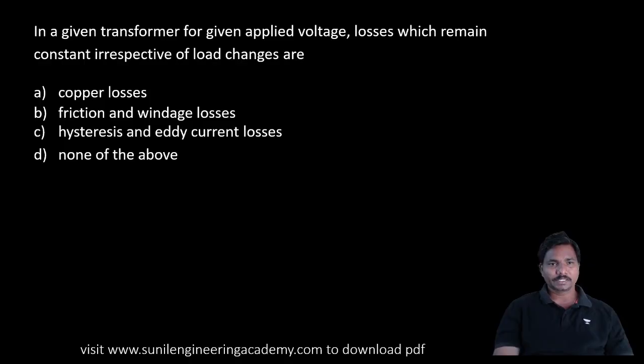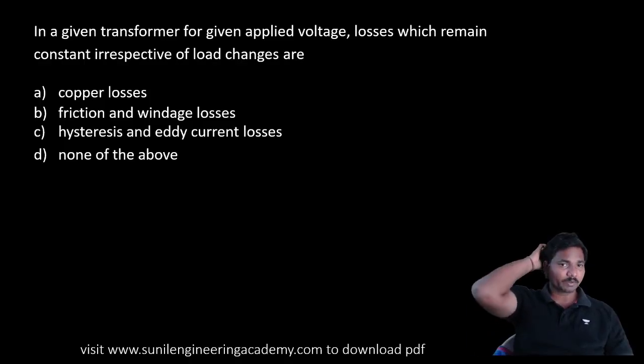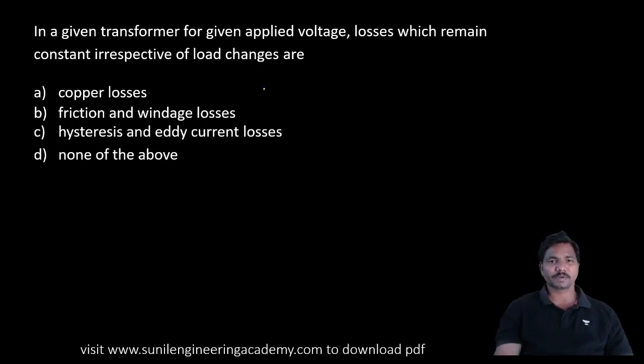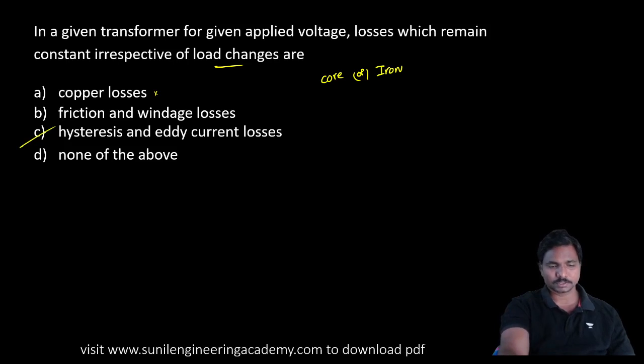In a given transformer for a given applied voltage, which losses remain constant irrespective of load changes? Core losses, I mean iron losses, so not copper losses. Hysteresis and eddy current losses, that is iron or core losses.